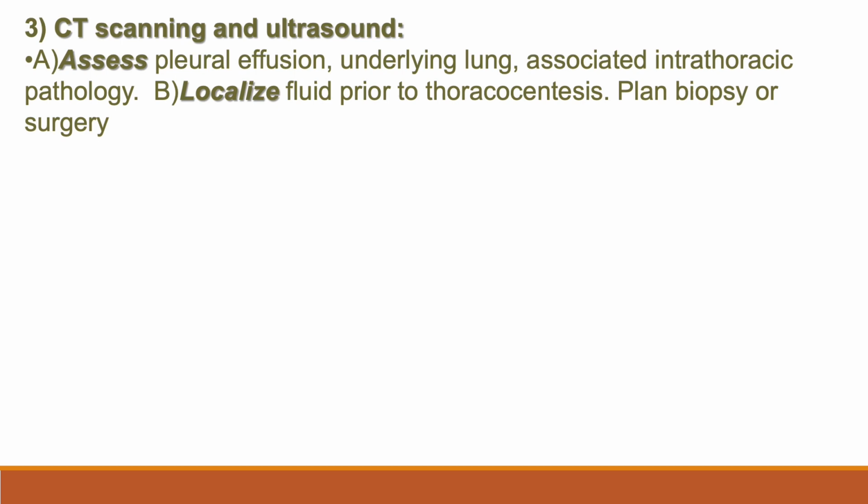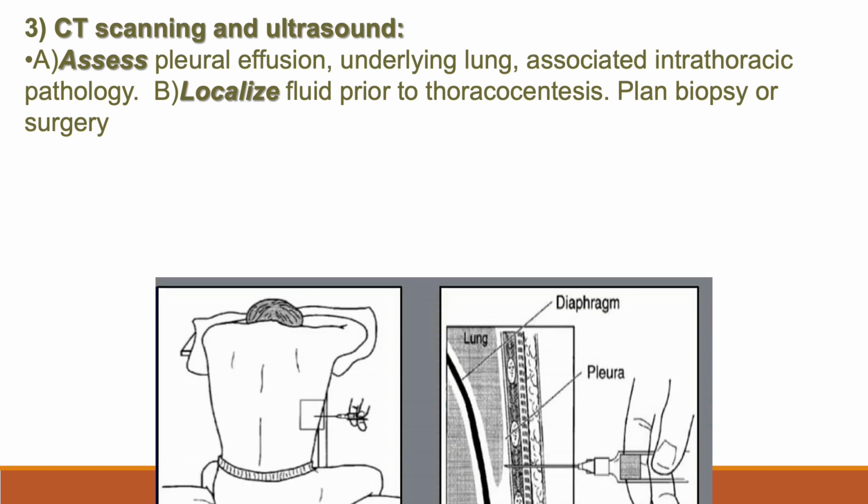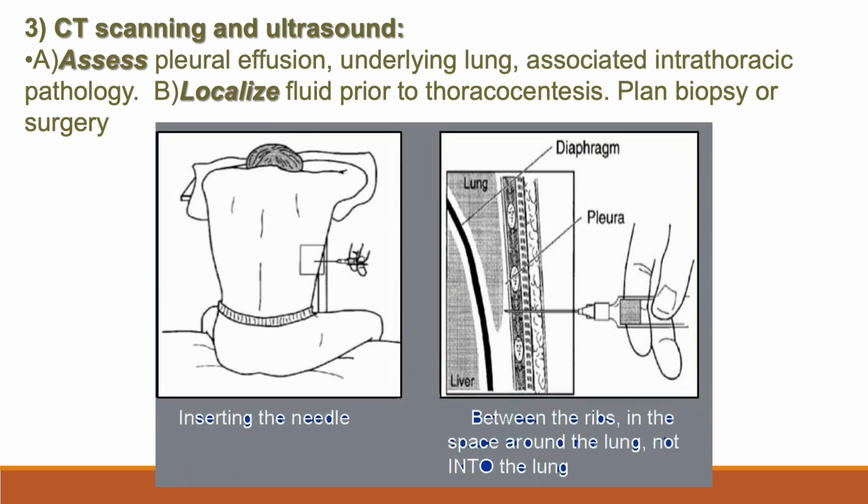So CT scanning and ultrasound will give a more robust idea about the cause and the extent. So it will assess the pleural effusion, the underlying and the associated intrathoracic pathology, and localize the fluid prior to thoracocentesis. And this will help you also for biopsying if you need biopsy or surgery. As you can see here, there is the thoracocentesis.